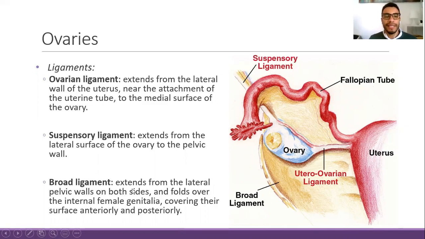We have the broad ligament, which extends from the lateral pelvic walls on both sides and folds over the internal female genitalia, covering their surface anteriorly and posteriorly. So the broad ligament is like an expansion of the peritoneum, okay? So it wraps all the reproductive organs, like a wrap. And it wraps both laterally, posteriorly, anteriorly, and also inferiorly, okay?